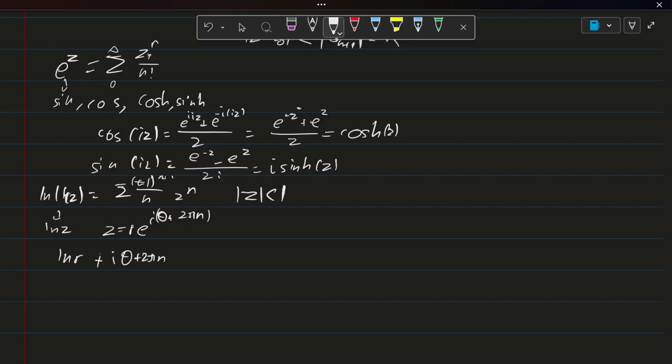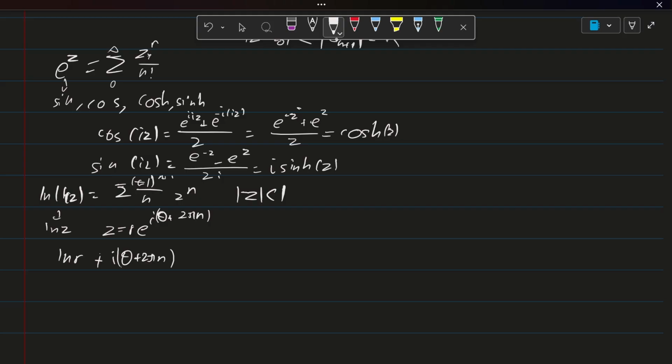But notice this. What we got here is that we still get the natural log of r, which is something that we expect if we put in a real number. But we don't expect that there are multiple different values of the natural log. And this is a very interesting property of the natural log: if you put in one value, it will give you a spectrum of solutions in the imaginary plane.